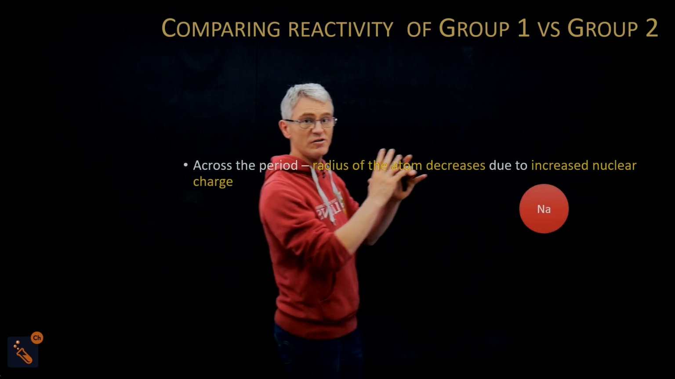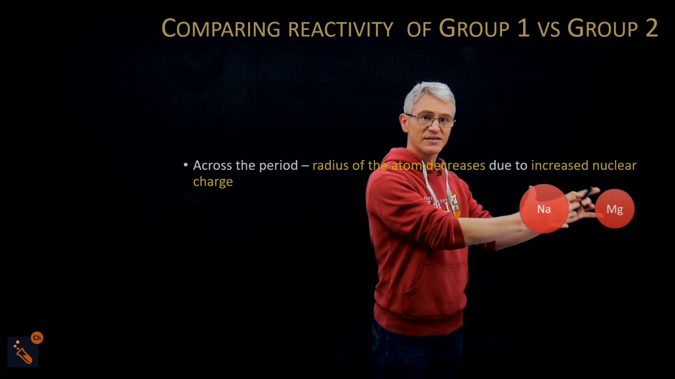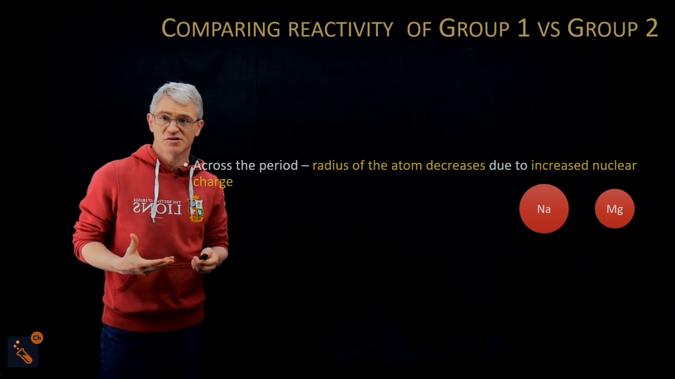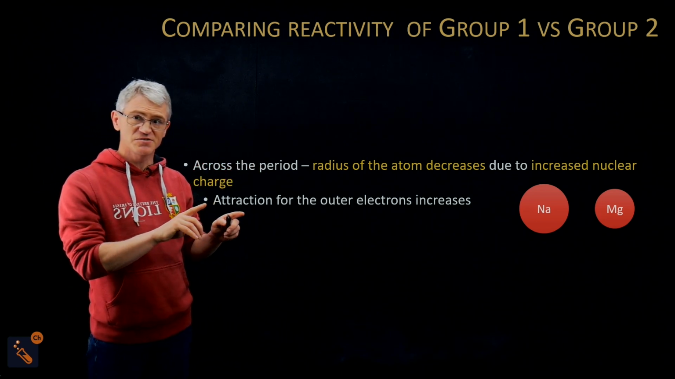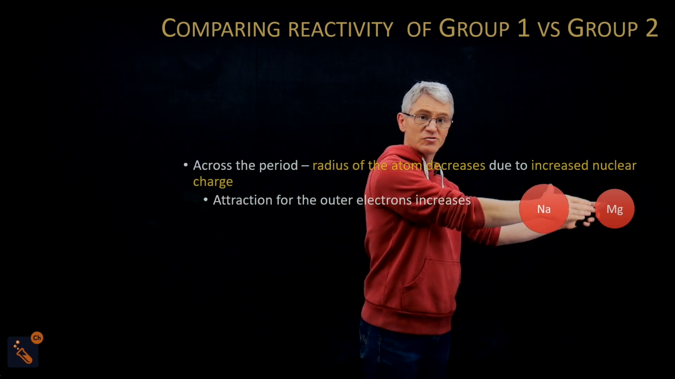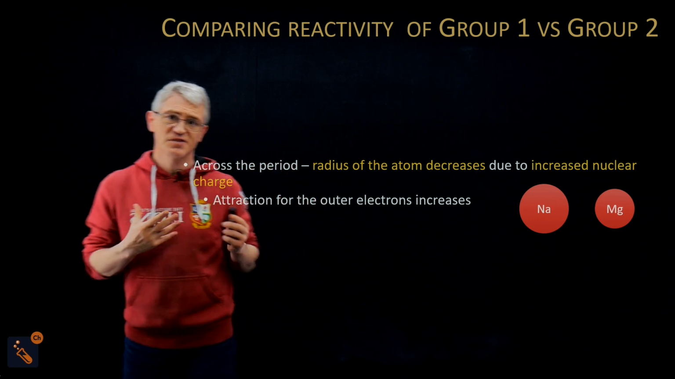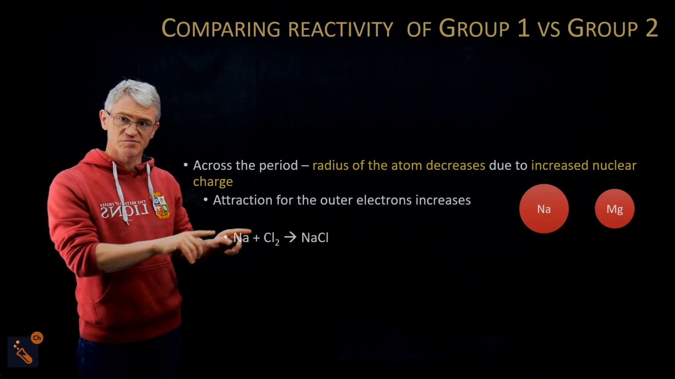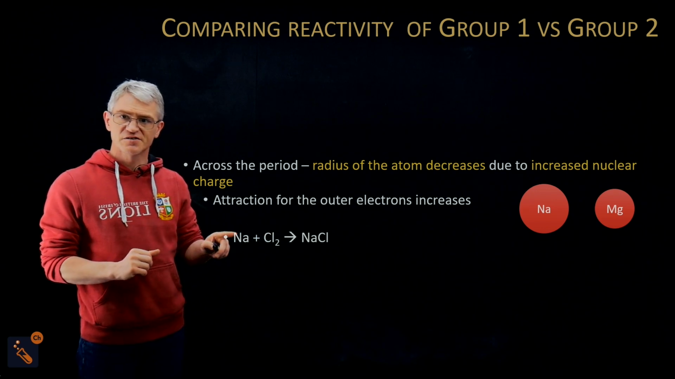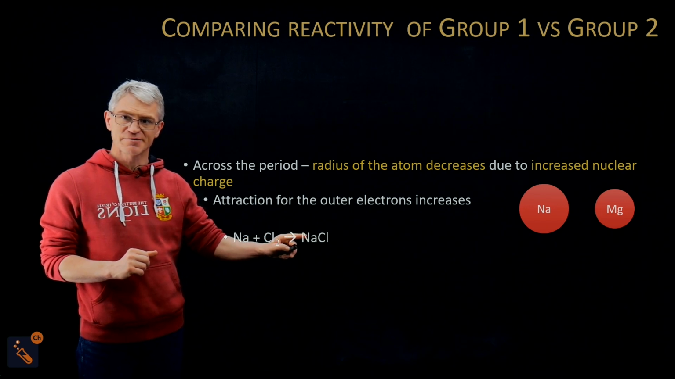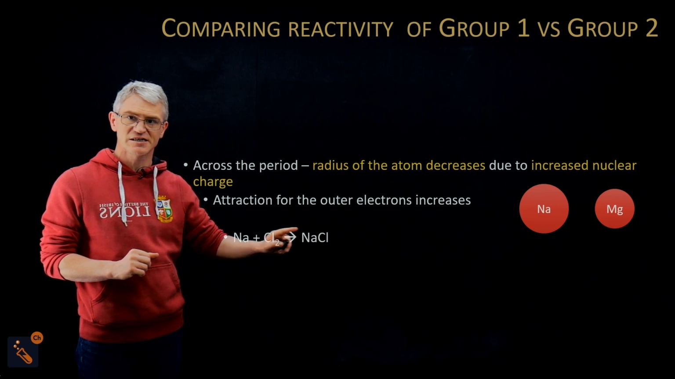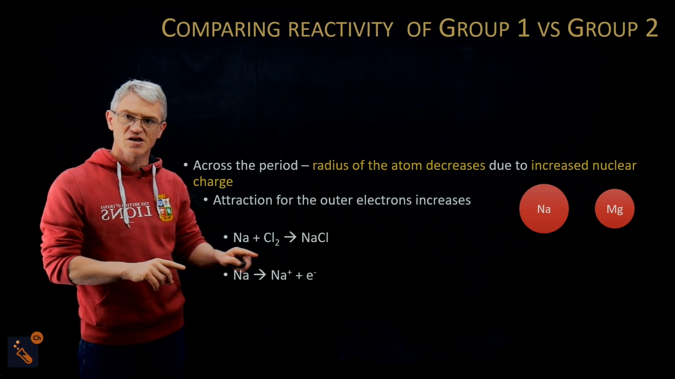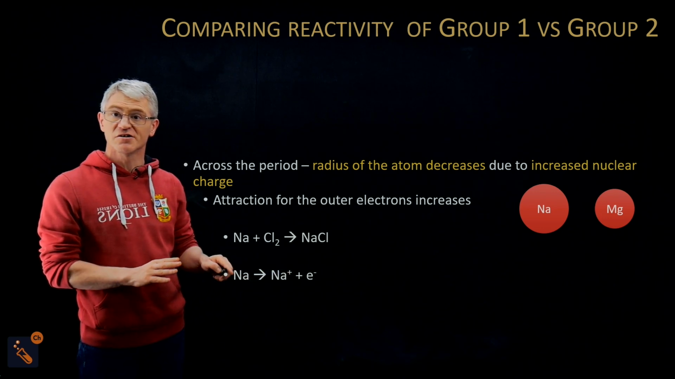So in Group 1, sodium, you can see that this is larger than magnesium. That's because magnesium is in Group 2 and sodium is in Group 1. That means the attraction for the outer electron increases as you go from Group 1 to Group 2. If the attraction for the outer electrons increases, that affects the reactivity. Think of a reaction like sodium plus chlorine goes to sodium chloride. For the sodium to react with chlorine, it has to turn into Na+. This is ionic, and the Cl has to turn into Cl-. We're only talking about the metal at the moment. To do that, it needs to lose an electron, and that is your ionization energy.